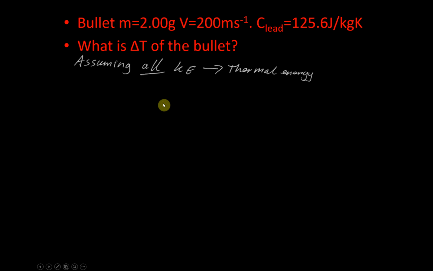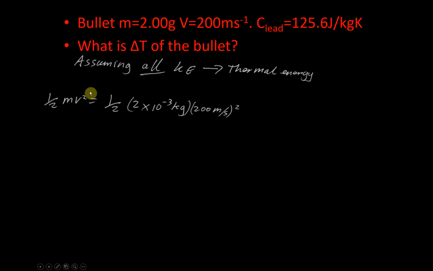So let's make an assumption here. Not quite right, because when this bullet hits the fence, there will be sound, there will be mechanical fracturing, etc., etc. But we're not going to account for that now. We just want to get an idea of how much the temperature may increase of this fence. So we're going to say that all the kinetic energy of this bullet goes into thermal energy.